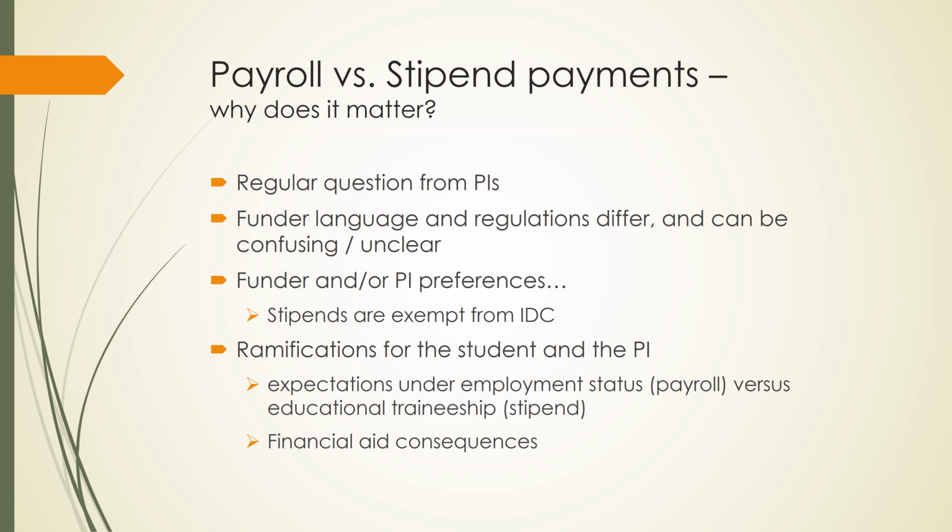There are a lot of much more important reasons we should be using to decide whether to pay our students with payroll or stipends. One of them is that there are very important ramifications, both for the student and the PI, in what types of payments they receive. For example, the expectations under the employment status when they receive payroll are quite different from expectations under an educational traineeship where a student would receive a stipend payment. And in addition, the choice whether to pay payroll or stipend to a student has very important financial aid ramifications and consequences.